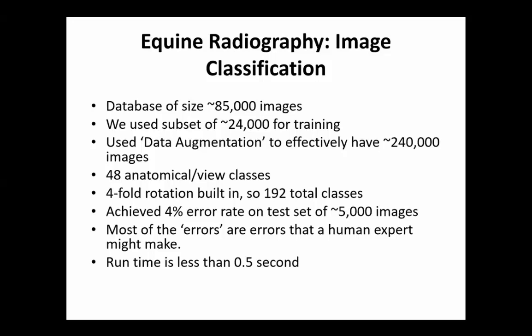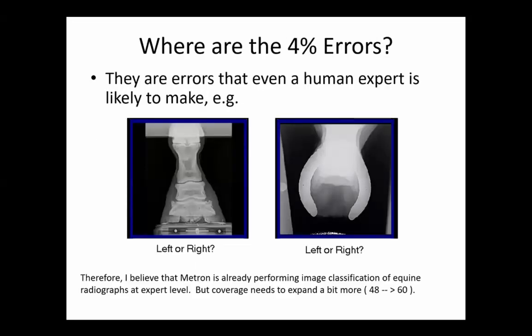a 4% error rate. And I think it is at human expert level or above, because I'll show you a little bit where those 4% errors occur. They occur in places where a human expert might make a mistake. Like these two images on the left, there's a DP shot of a foot. A good vet or a good farrier with a lot of experience can tell that that's a left or a right. But it's a little bit tricky.